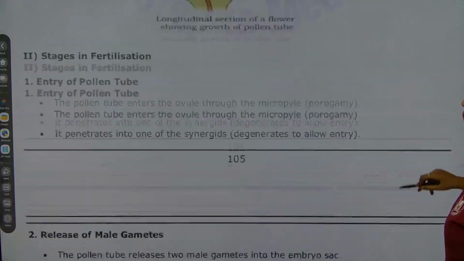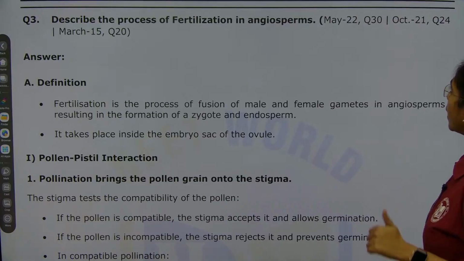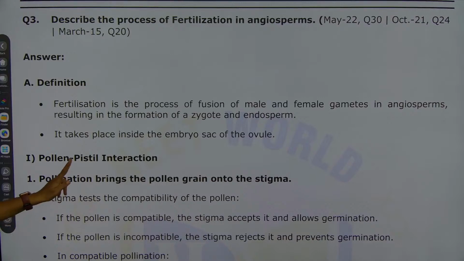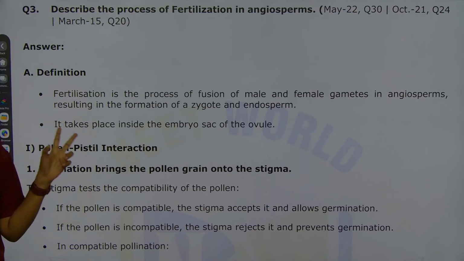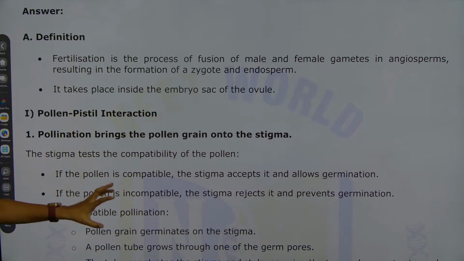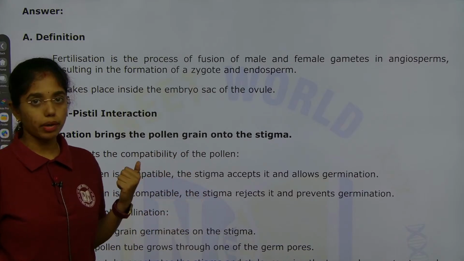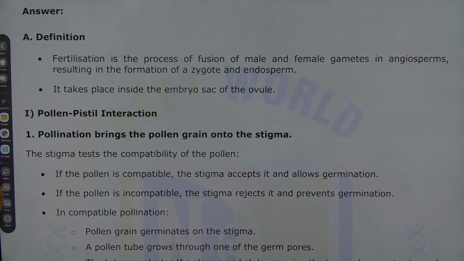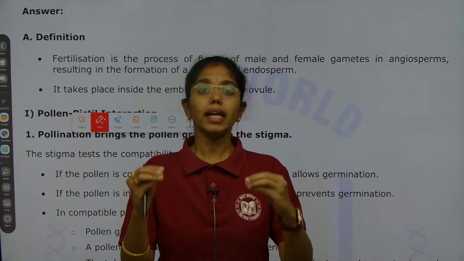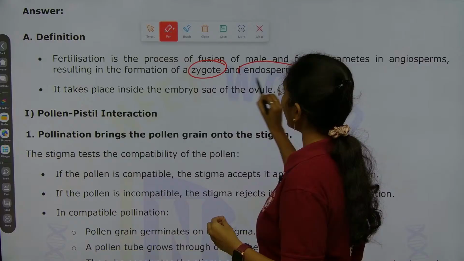First is describe the process of fertilization, which is asked in quite a few years: May 2022, October 2021 and March 2015. Three consecutive years you got a question on fertilization of angiosperms. How will this happen? First you have to start by explaining pollen pistil interactions, then you have to explain double fertilization. Fertilization is a process of fusion of male and female gametes in angiosperms. This will result in formation of zygote and endosperm.